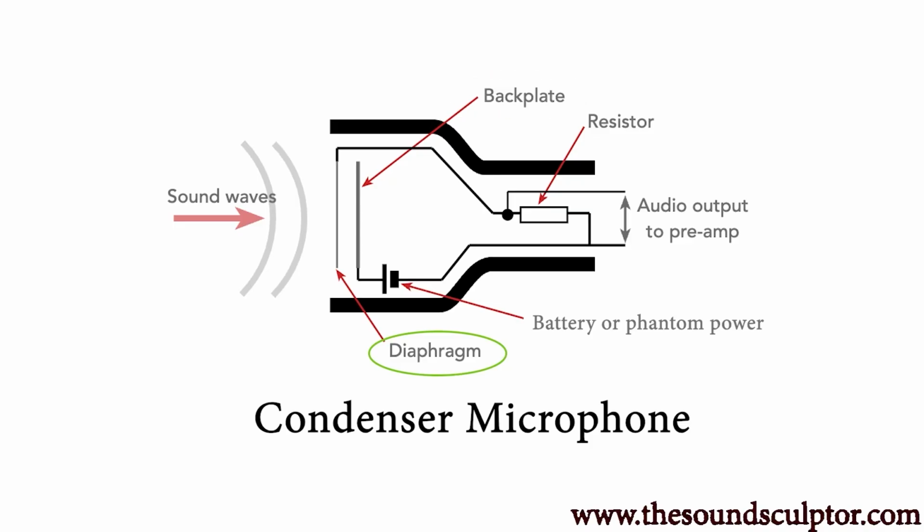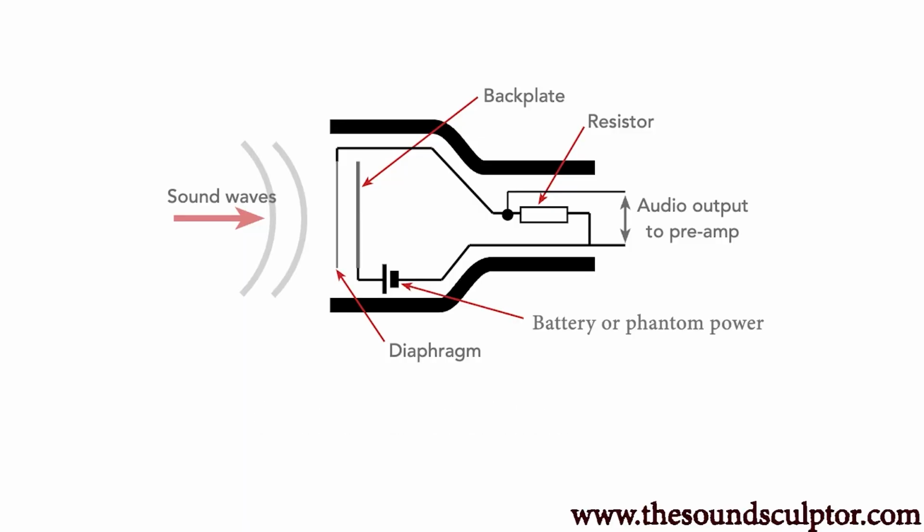The diaphragm is a thin, lightweight membrane, usually made of a material like mylar or gold sputtered plastic. The diaphragm and the backplate are each charged with a voltage which creates an electric field between them. When sound waves strike the diaphragm, they cause the diaphragm to move. The movement of the diaphragm results in a variation in the distance between the diaphragm and the backplate.